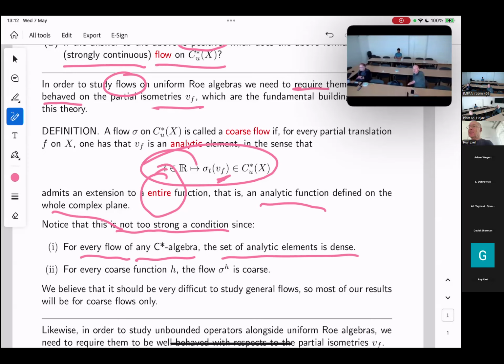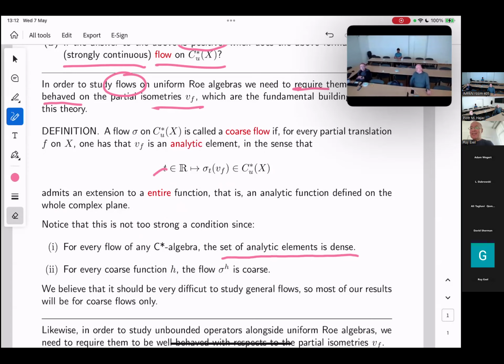My question is about this comment. Notice that this is not too strong a condition. And we have 2 points, the first and the second. The set of analytic elements is dense, and so what is the reason? Why is this extension in this class so abundant? Why is it surprising? For instance, why are these analytic elements dense in this context?